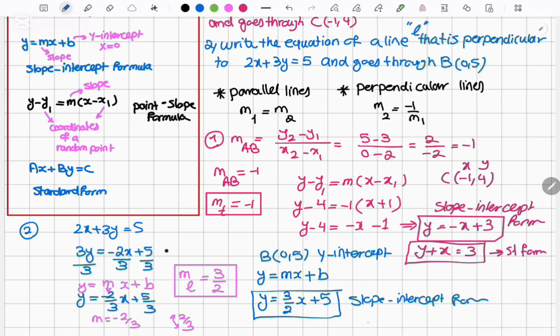And to leave it in standard form, it's going to be y minus 3 over 2 x is equal to 5. And if I want to leave it in integer form, I'll multiply everything by 2 to get rid of the denominator. And it's going to be 2y minus 3x is equal to 10. And that's going to be the standard form. So very easily you can write the equation of the lines that are parallel or perpendicular to each other.